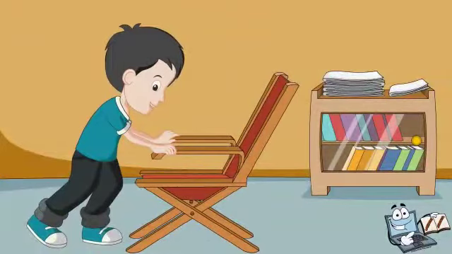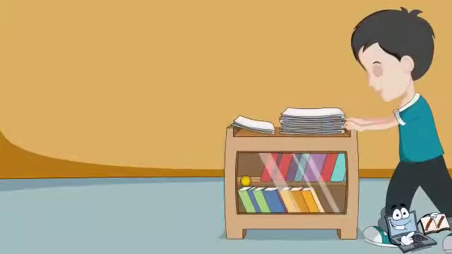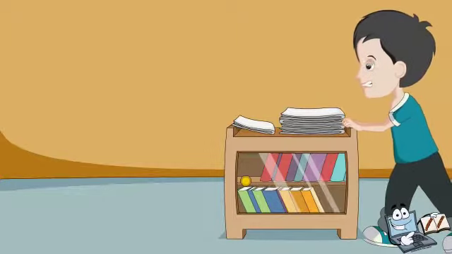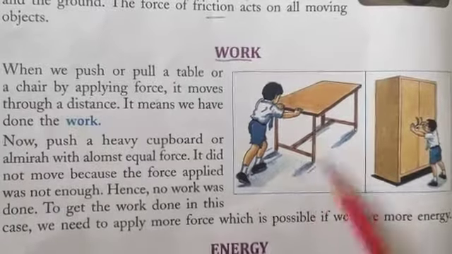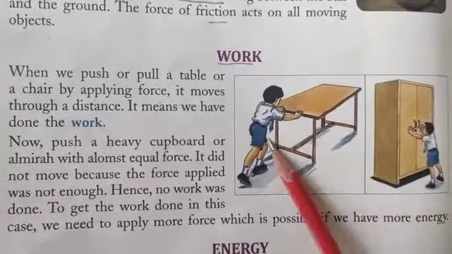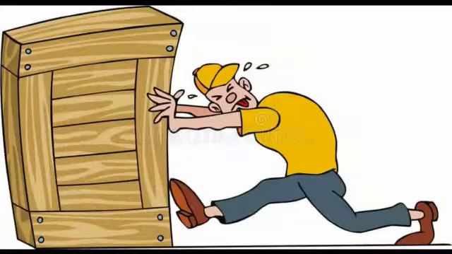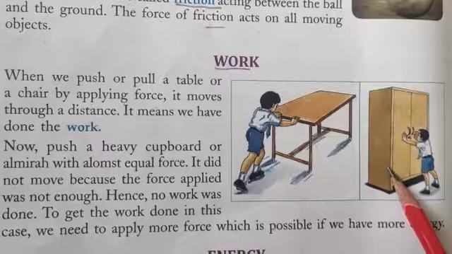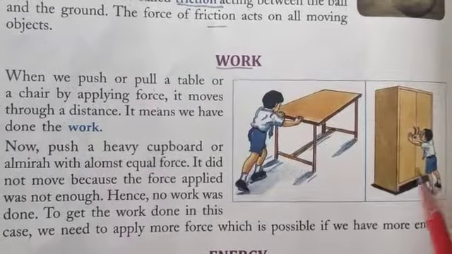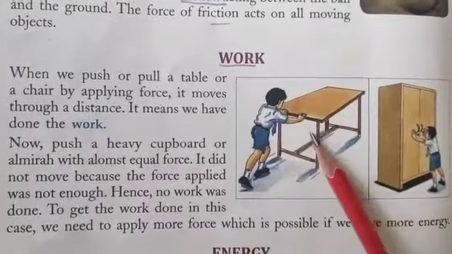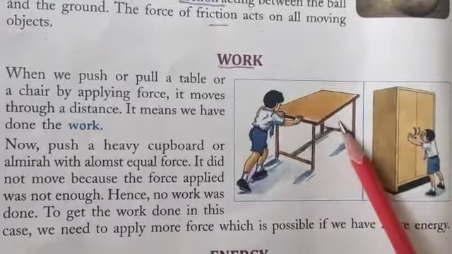Our next topic is work. Children, when we push or pull a table or a chair by applying force, it moves through a distance. It means we have done the work. अगर हमने किसी टेबल या चेयर को पुश किया और उसने मूव किया, अपना प्लेस चेंज किया, it means we have done work. Now push a heavy cupboard or almirah or wall with almost equal force. It does not move. जब हम वॉल को या किसी हैवी कबर्ड को पुश करते हैं तो वो मूव नहीं करती है. Hence, no work is done. So, work is done when a force moves an object through a distance.